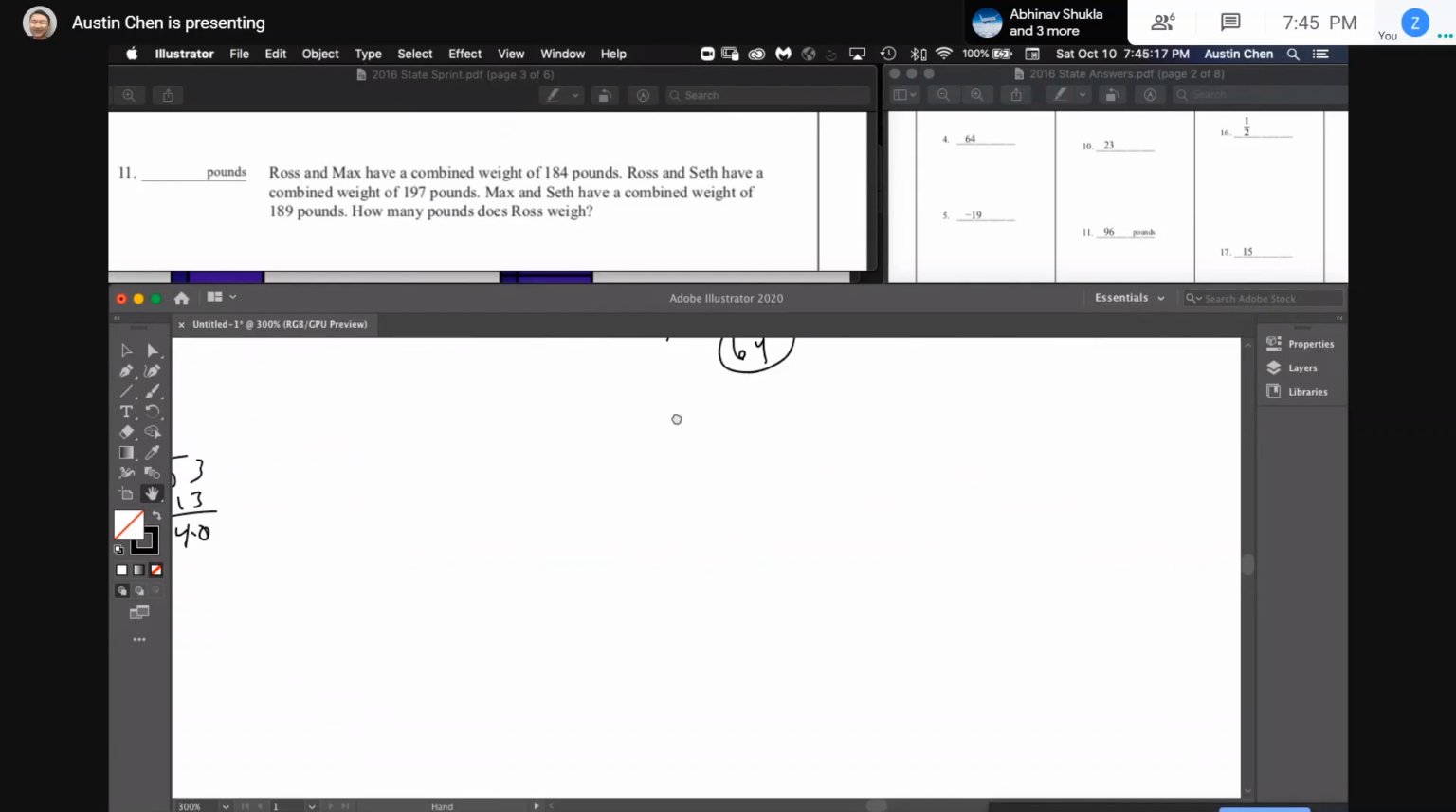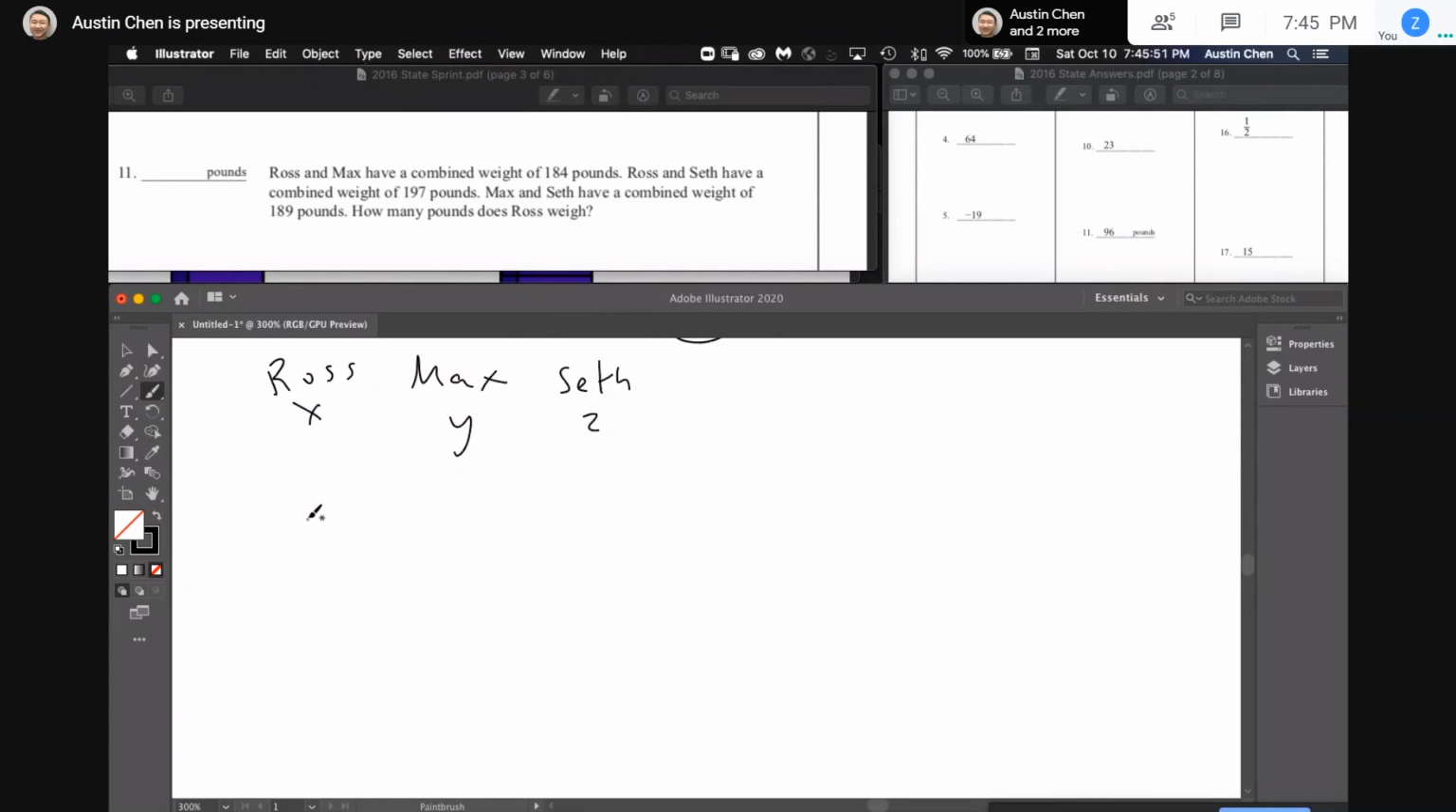Ross and Max have a combined weight of 184 pounds. Ross and Seth have a combined weight of 187 pounds, and Max and Seth have a combined weight of 189 pounds. How many pounds does Ross weigh? We just have three equations with three variables, so it's a system of three equations that we need to solve. Let's say Ross's weight is x, Max's weight is y, and Seth's weight is z.